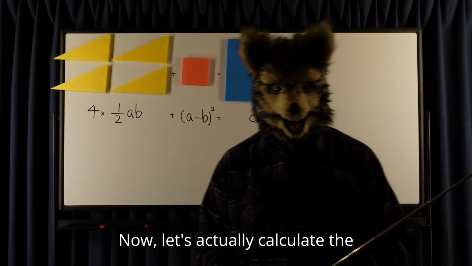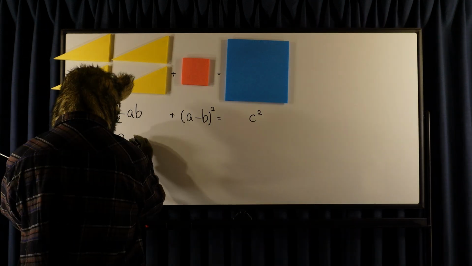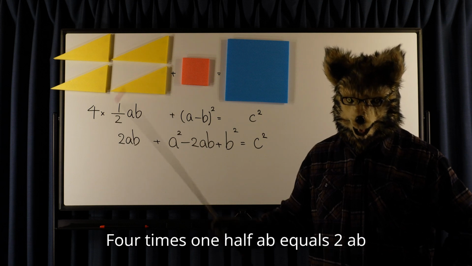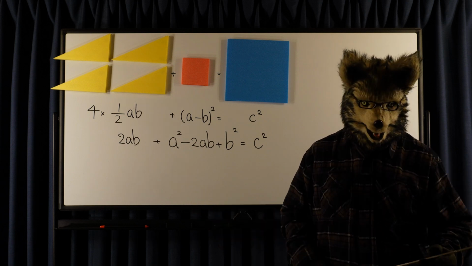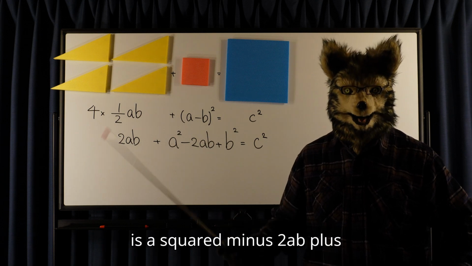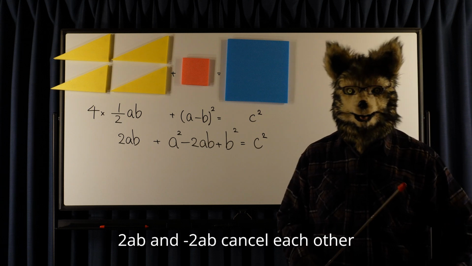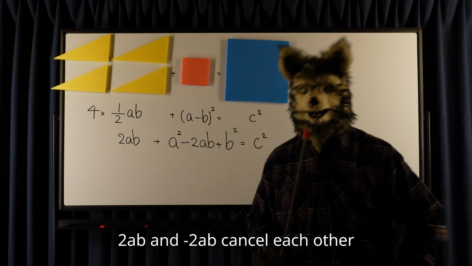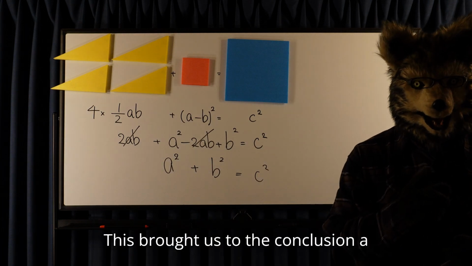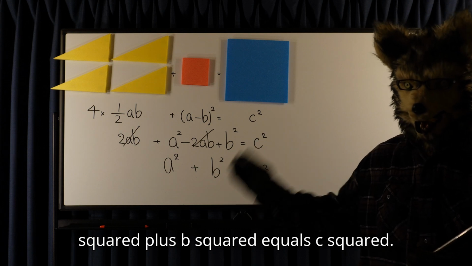Now let's actually calculate the left-hand side of this equation. 4 times 1/2 AB equals 2AB. The square of A minus B in parentheses is A squared minus 2AB plus B squared. 2AB and negative 2AB cancel each other out. This brought us to the conclusion A squared plus B squared equals C squared.